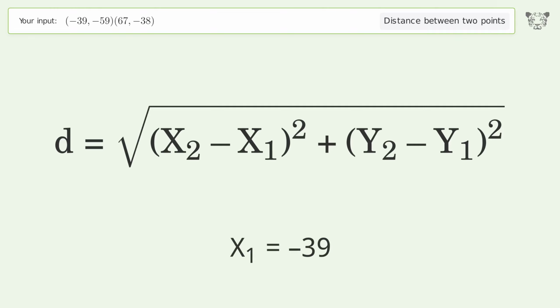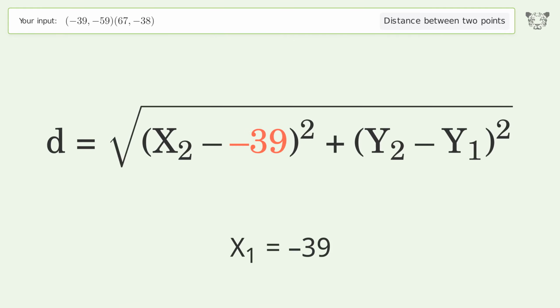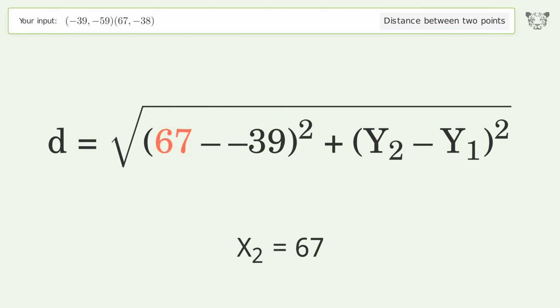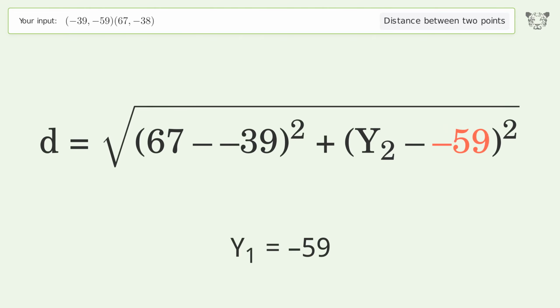x1 equals -39. x2 equals 67. y1 equals -59. y2 equals -38.